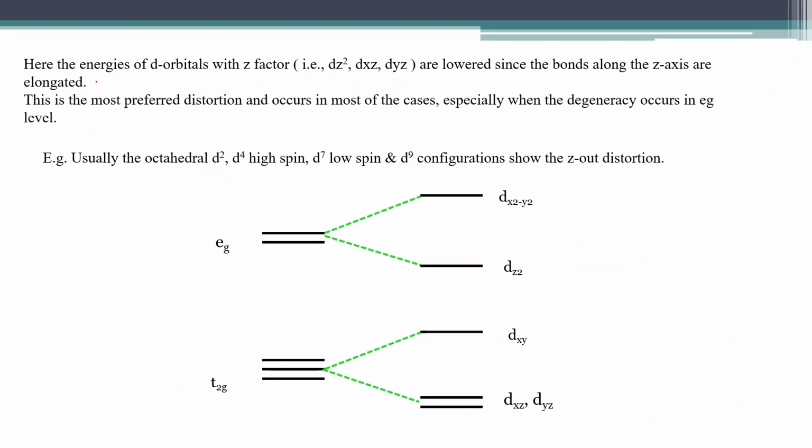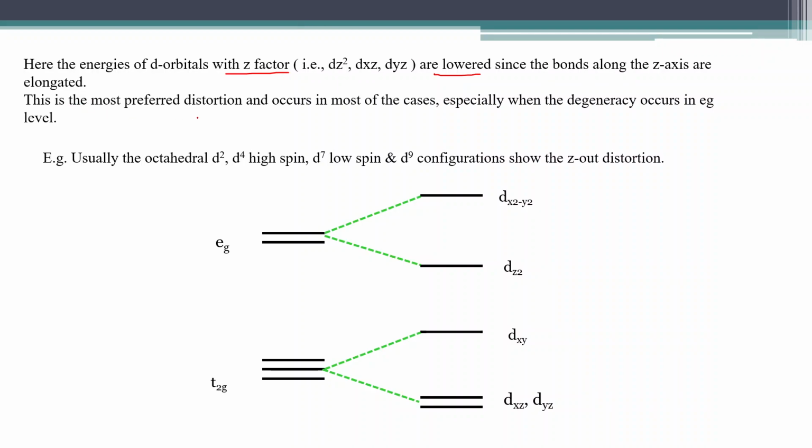When this is happening, the energies of the d orbitals with z factors are lowered, since the bonds along the z axis are elongated. We have said that to counter the repulsion, the ligands are getting more lengthened, and because the z axis is getting elongated, the orbitals with z factors are getting lesser energy, and the xy orbitals are getting higher energy because those orbitals are a little closer to the ligands.